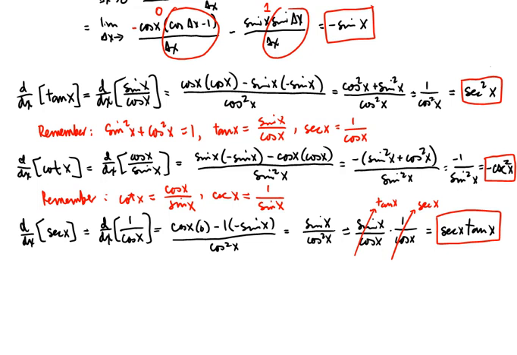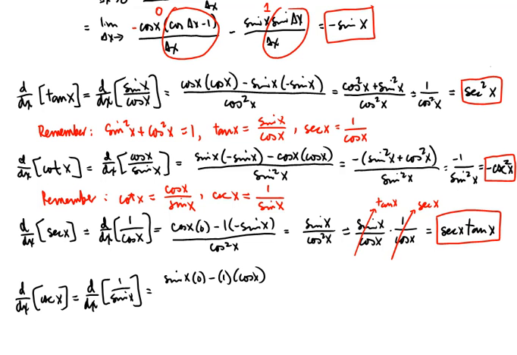And maybe you can guess then what the derivative of cosecant will be. If the derivative of sine is cosine, the derivative of cosine is negative sine. Derivative of tangent is secant squared. Derivative of cotangent is negative cosecant squared. Well, if the derivative of secant is secant tangent, we're going to find the derivative of cosecant to be negative cosecant x cotangent x. We begin by rewriting cosecant as 1 over sine x and using the quotient rule. Low d high minus high d low over low squared. Simplifying, we just have negative cosine of x over sine squared of x.